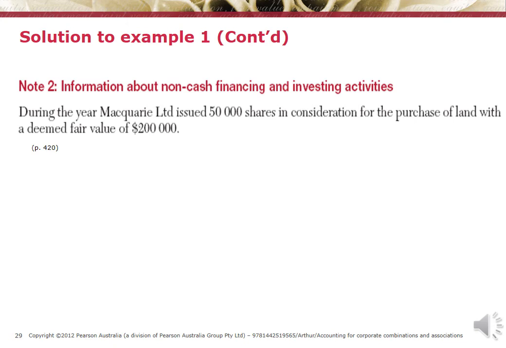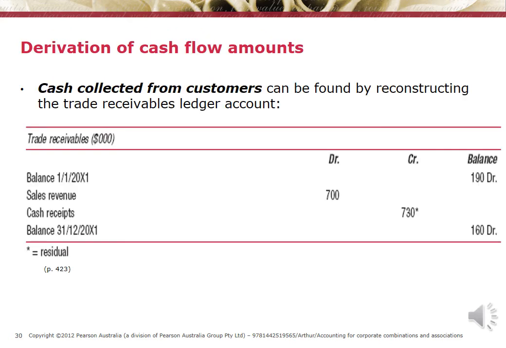So in the next few slides, now we'll go through how we derived the cash flow amounts that were placed within the cash flow statement for certain accounts. When preparing the reconstructed accounts, the first one we always start with is the cash collected from customers, which is found by reconstructing the trade receivables account. Because this isn't a very comprehensive question, there's no allowance for doubtful debts to consider as well, which just makes it a little bit easier.